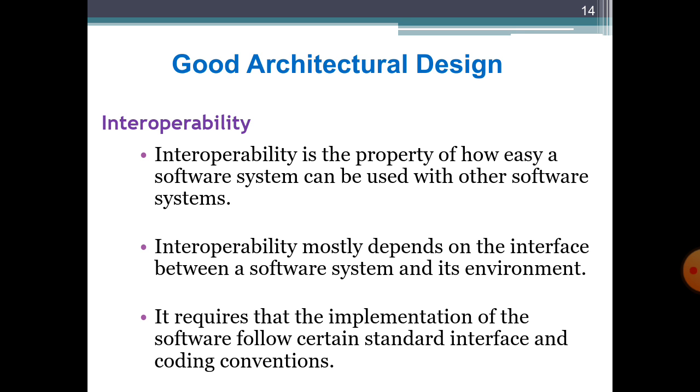So in interoperability, we see how easy it is for a software system to be used with other software systems. So interoperability is a very important thing as well. Students, here we discussed different quality attributes which ultimately lead toward good architectural design. We will also discuss some other quality attributes in more detail, with more examples and more classifications, in our coming lecture. So students, here our lecture number 12 ends.